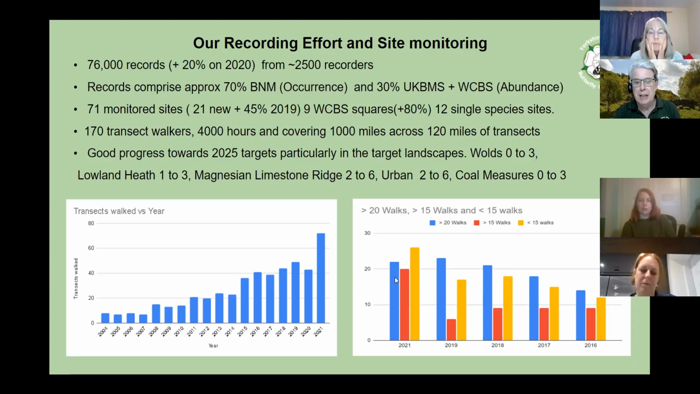So you see here, the blue is where we've walked more than 20 weeks, which is excellent. Red is more than 15 weeks, which we can fill the gaps, but the data is not so good. Yellow, when you get down to less than 15 walks in a year, makes it very difficult to do the analysis because there's so many gaps in the year. So this is kind of looking at how we've fared over the years.